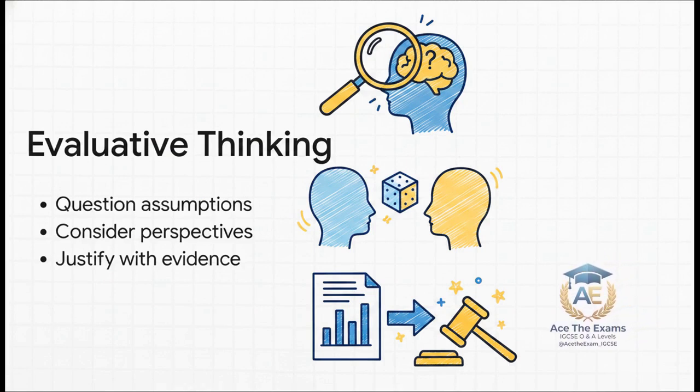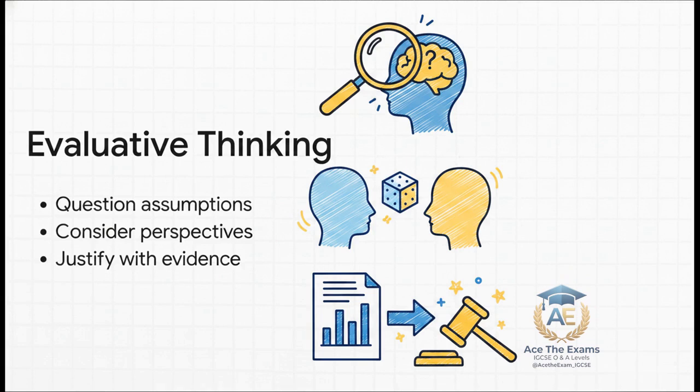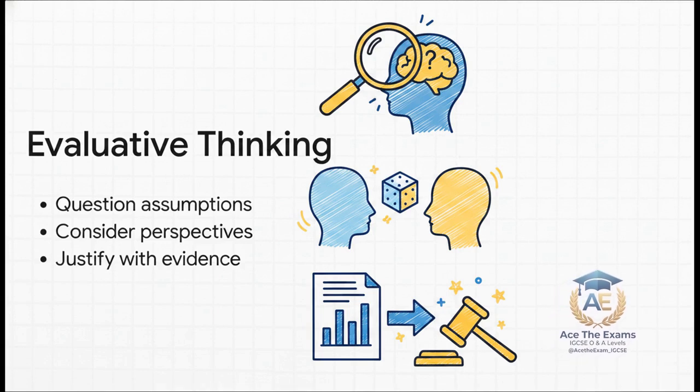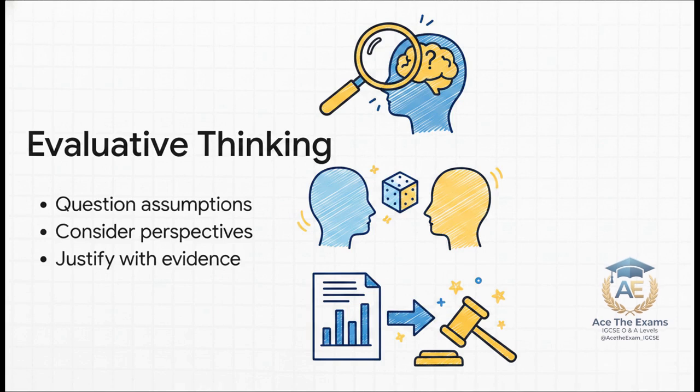First of all, they assumed better is a valid accounting term. I promise you, it isn't. Better in what way? More prudent? More accurate for matching? Second, they brought in the concept of tax. Now, tax might not have even been mentioned a single time in the stimulus material. You can't just invent variables. True evaluative thinking requires you to actively question assumptions, consider different analytical perspectives, and rigorously, systematically justify every single decision with the actual numerical evidence you calculated.